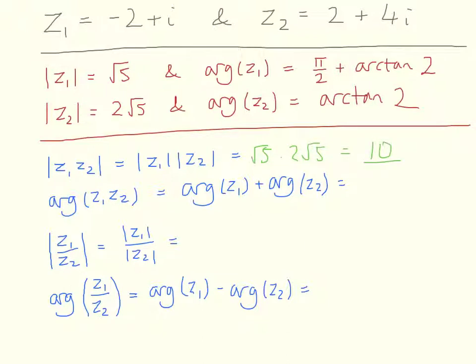Then the argument of the product is the sum of the arguments, so that's going to be pi by 2 plus 2 arctan 2.